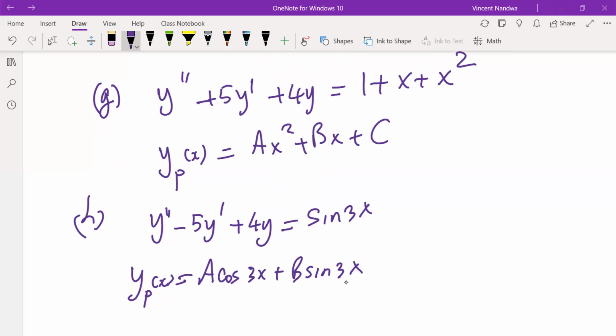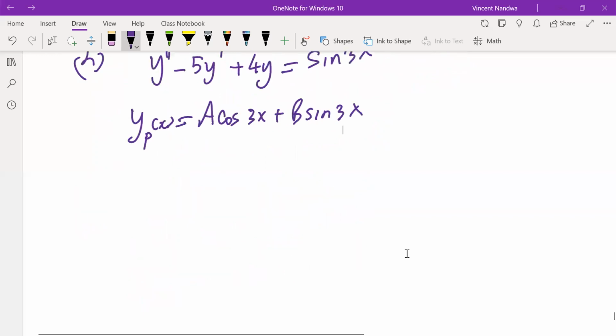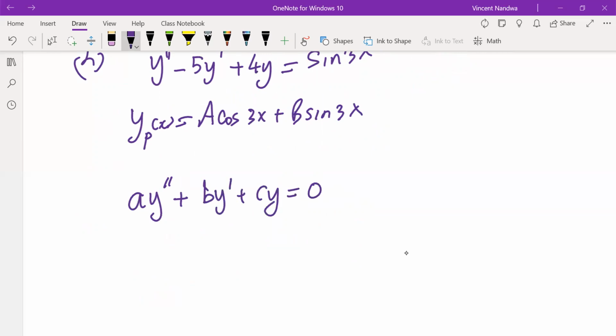So that's what we'll have. And if we have, say, and I remember I've said that you're trying to solve equations of this form, g of x. So the particular solution is actually determined by g of x.